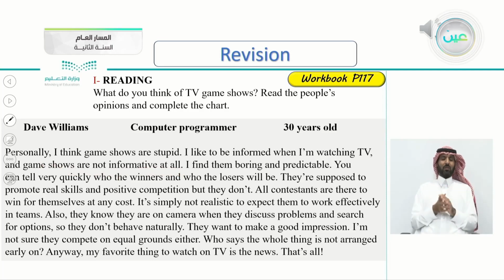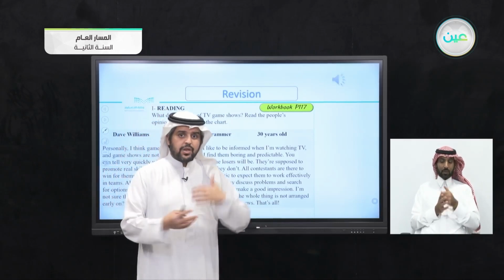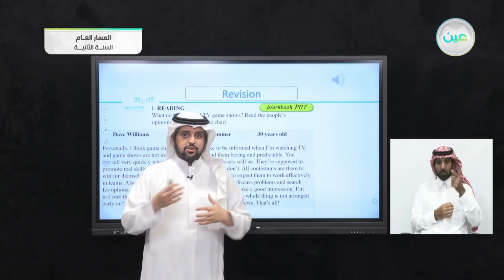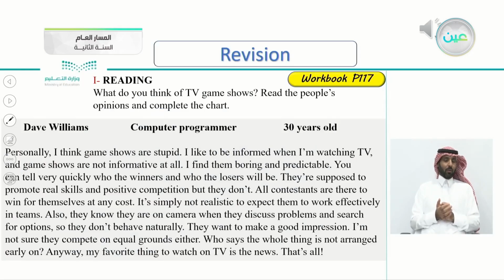What does the word predictable mean here? It means that you can know what will happen next. He also says all contestants are there to win for themselves at any cost. It's simply not realistic. He says that game shows are not realistic to expect them to work effectively. Also, they know they're on camera when they discuss problems and search for options, so they don't behave naturally, as if they are acting. They want to make a good impression.